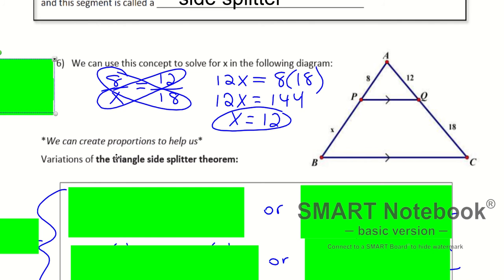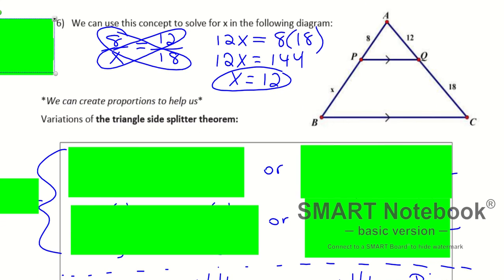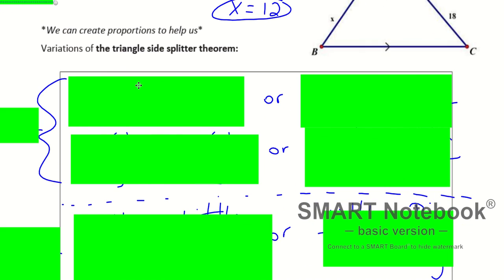We can create proportions in a very flexible manner as long as, again, we're consistent with the pattern that we create. So there's lots of variations of this proportion that we could have created. Instead of 8 over x, we could have started with x first, done x over 8, but then we would have to pair it up with 18 over 12, making sure we're consistent with that pattern. So please pause this video in order to allow yourself time to write these down. These are some of the variations that you will see.